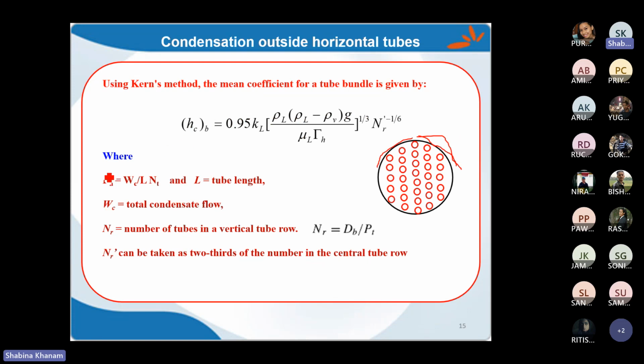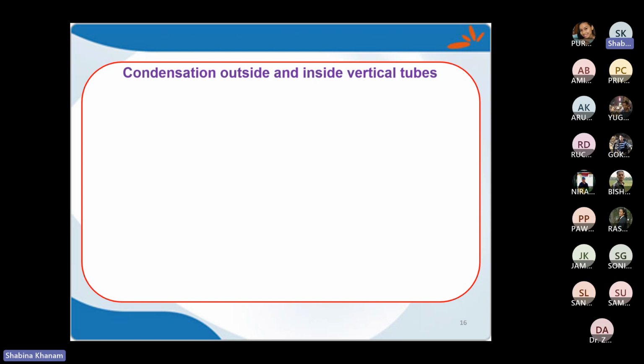Otherwise you can have this capital gamma H, that is condensate flow by L into NT, that you can calculate, and other parameters you are already aware of. So this is the heat transfer coefficient for condensation in shell side over horizontal tubes. Okay, so in this way you can calculate the heat transfer coefficient. Tube side calculation will remain the same.